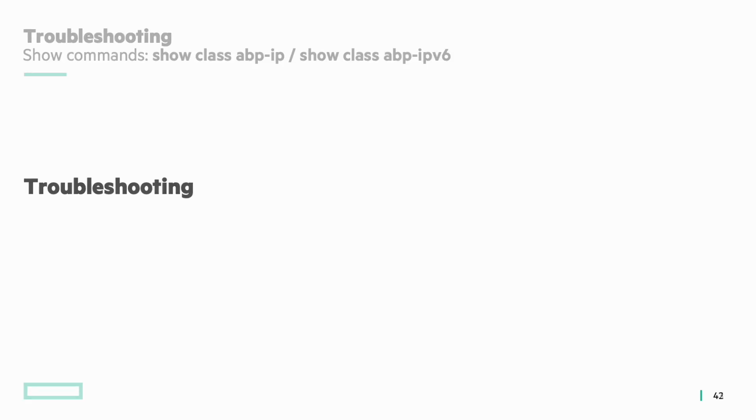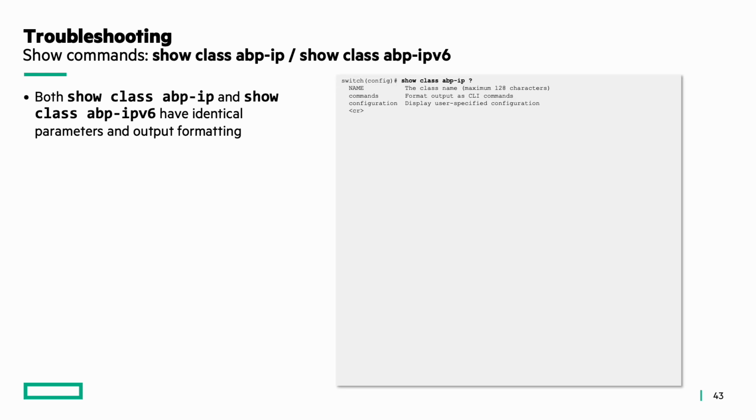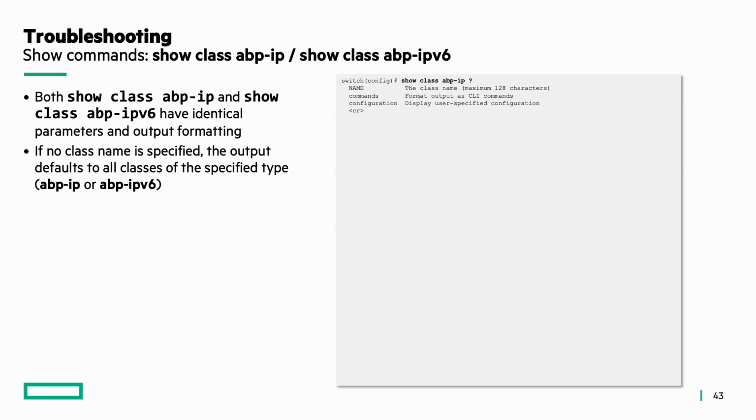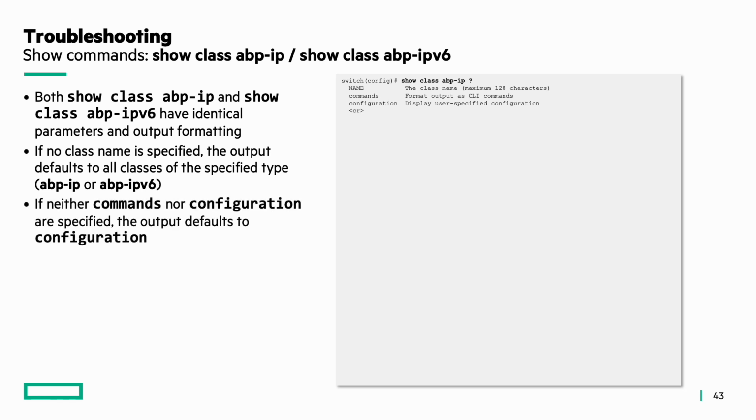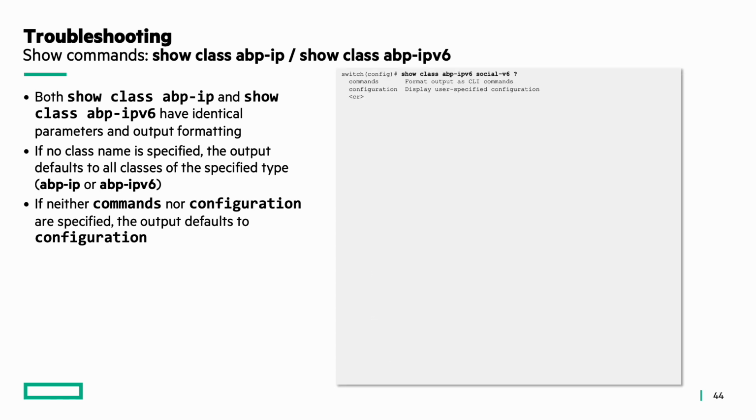Next, we'll go over some troubleshooting commands and tips for diagnosing issues with app-based policy. The first are the commands show class ABP IP and show class ABP IPv6. Note that both commands accept identical parameters and display identical output formats. When no class name is specified, the output will default to displaying all classes of the specified type, either ABP IP or ABP IPv6. If neither commands nor configuration are specified as the output format, the output defaults to configuration.